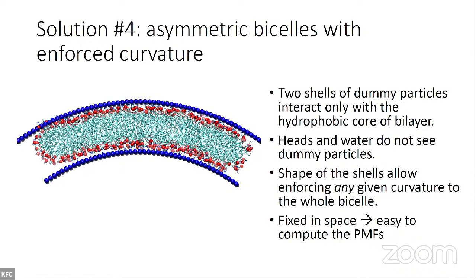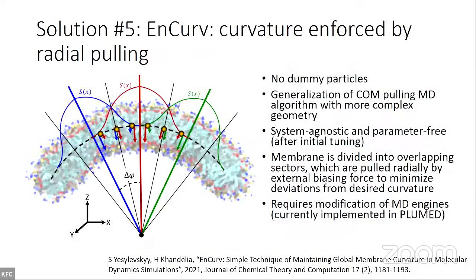So they are only defining the interaction between the dummy particles and the center of the bilayer with the carbon tails. And head and water don't see them, and you can maintain any shape you want. It's also fixed in space, so it's easy to compute the PMFs in this configuration, but you have these unphysical dummy interactions, which is not always good.